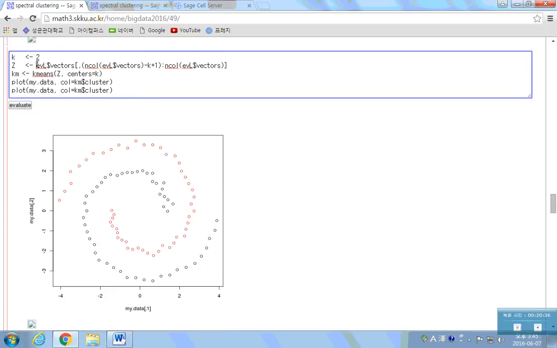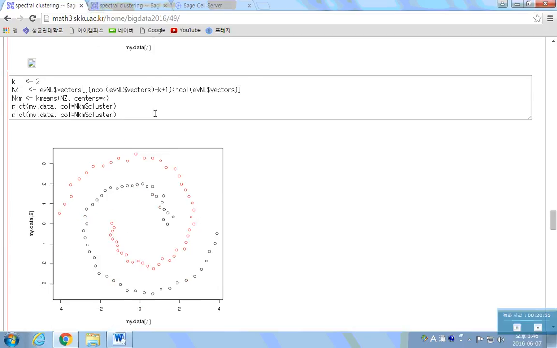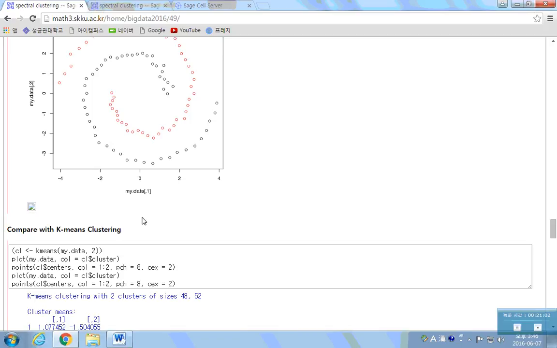So here we put all the eigenvectors in one set and do k-means clustering. Then we get, by the eigenvectors, the clustering of the original data like this. Similarly, for the normalized Laplacian, we did the same, and the same result comes. But we want to compare with another method, the k-means clustering method.